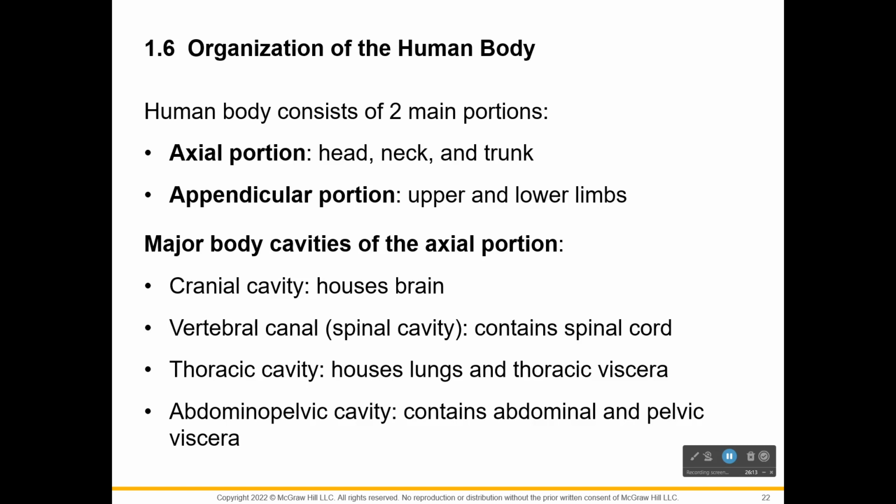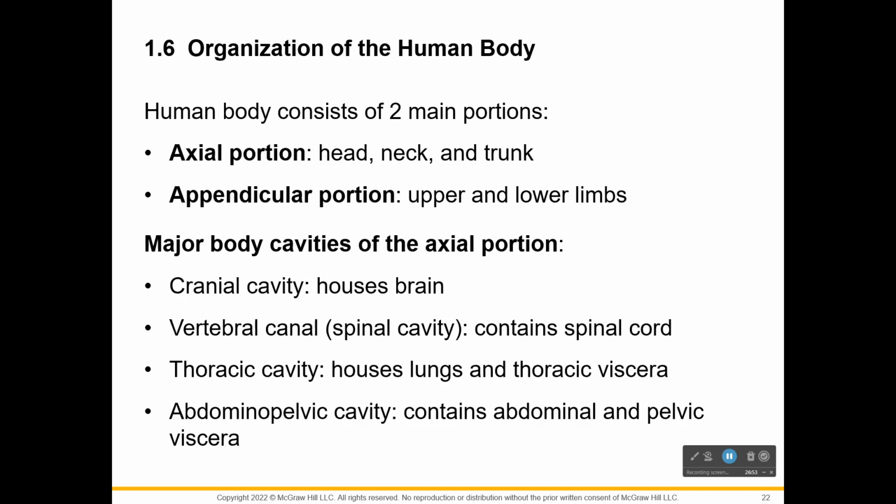You'll also need to know for the test the major body cavities. You'll have to label those through a picture. And so there's the cranial cavity found in your head. It holds your brain. Your vertebral canal or cavity, sometimes called spinal cavity, holds your spinal cord. It does not hold your vertebrae. Your vertebrae are around this cavity. Remember, a cavity is just a space, right? So the space in your head is your cranial cavity. The space through the vertebra is your vertebral canal or spinal cavity.